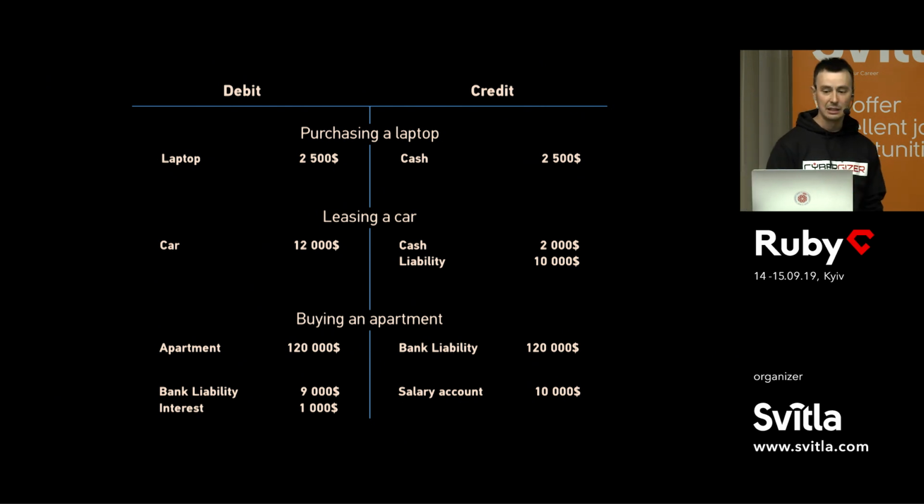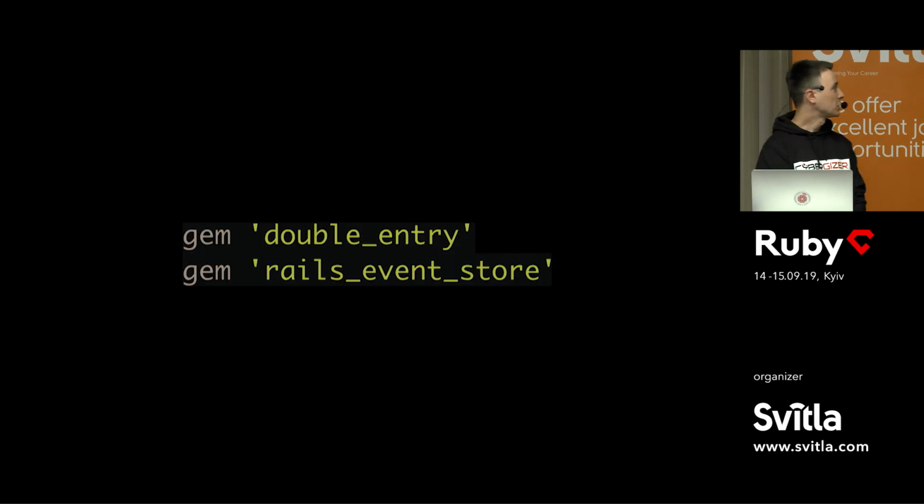Of course there is. And there is a gem which is called double_entry. It is made by Envato company, like the marketplace. I guess you've heard about that, where they have lots of features. For example, when you move money from one account to another, they have a pessimistic lock on both records so that you cannot double spend or lose money, like subtract something wrong. So this is a good solution.